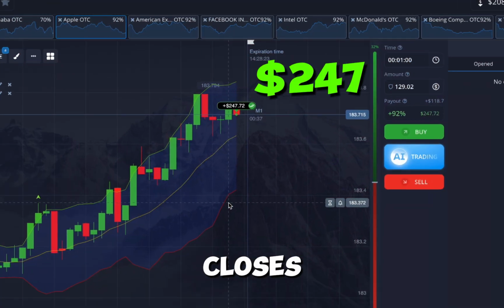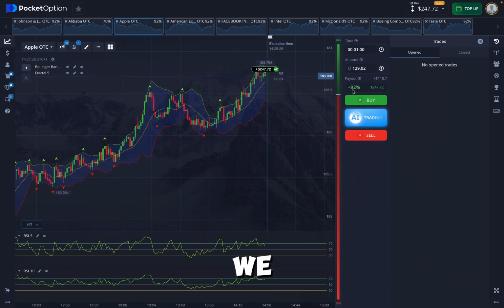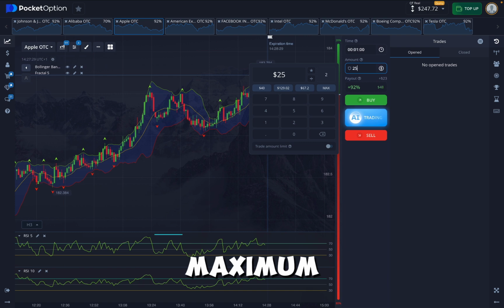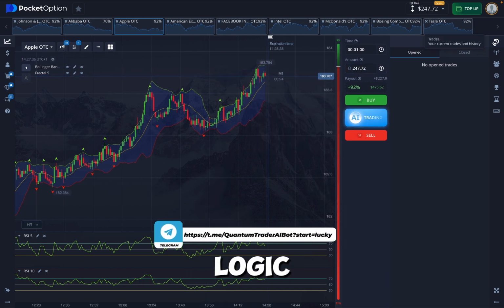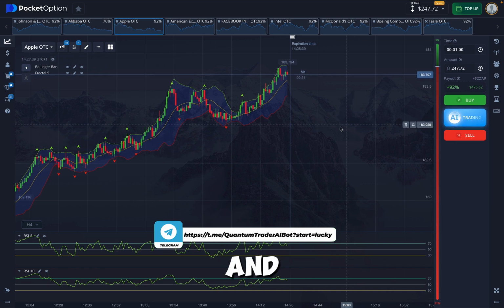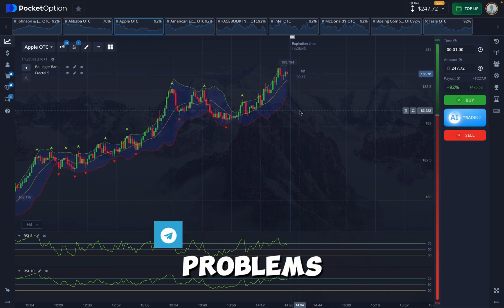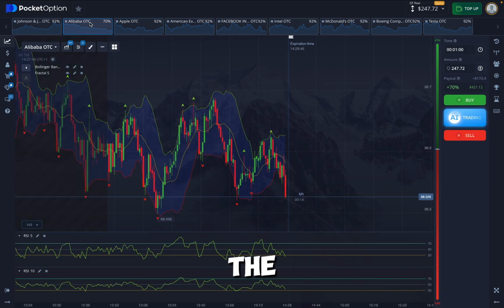And the position closes again in plus perfectly. We also open a further position at the maximum amount. As you can see, we had two entry points identical in logic, and the positions closed in plus without problems. Let's continue and pick up the next asset.